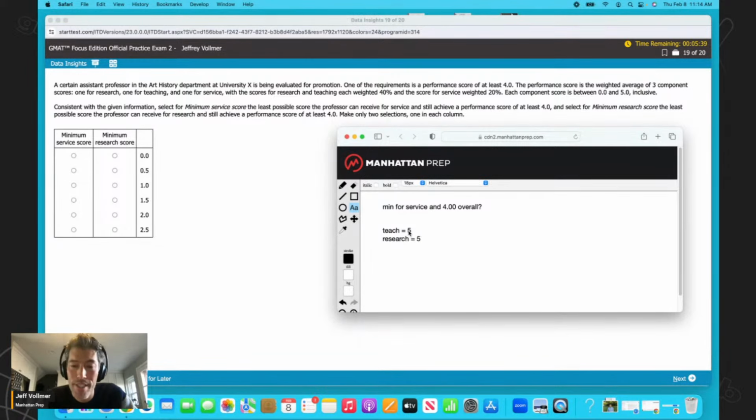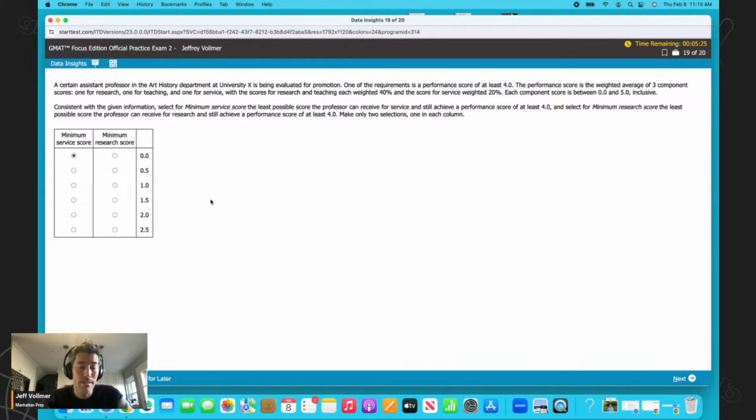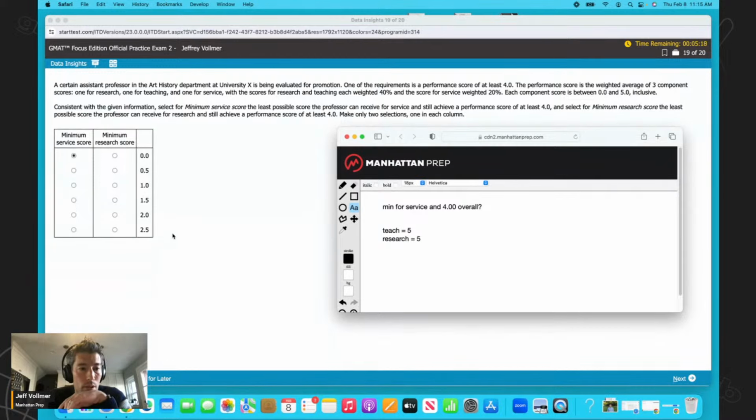So you can crush the teaching, crush the research, and just be the worst person of all time at service, and you can still get a 4, right? It says at least 4, it doesn't say more than 4. So I think I'm good here. A 5 in teaching and a 5 in research means I could actually totally suck at service, and I can still do this. And then what's the minimum research score?